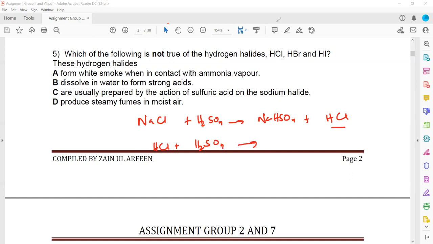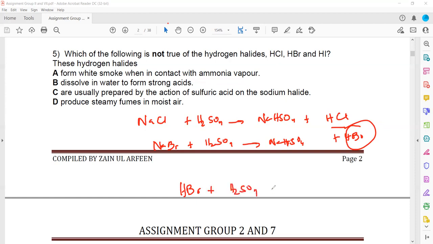But if we have sodium bromide, NaBr, and we mix with sulfuric acid, H2SO4, it will produce sodium hydrogen sulfate plus hydrogen bromide. And this hydrogen bromide contains bromide ion, which is a better reducing agent. So it might produce sulfur and bromine, where sulfur changes from plus 6 to 0, or it might produce sulfur dioxide and bromine. In sulfur dioxide the oxidation number of sulfur is plus 4. So these are the products it can produce.